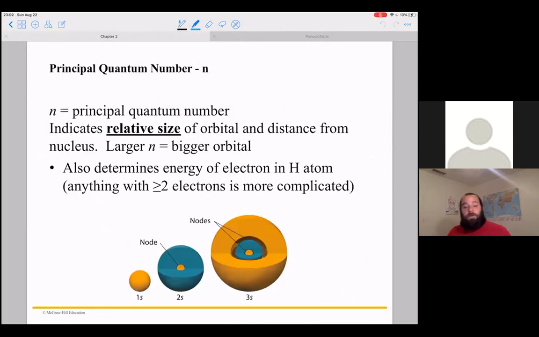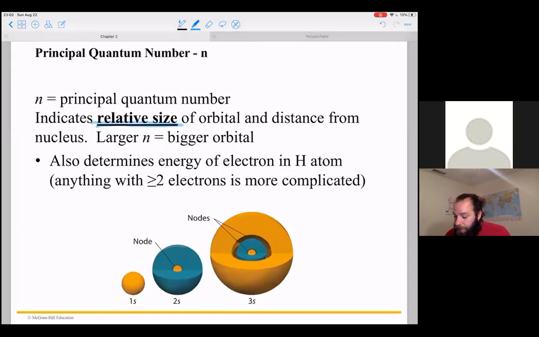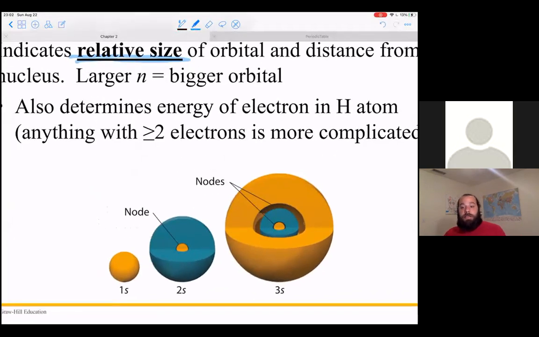So again, the principal quantum number, N, is indicative of the relative size of these orbitals. Down below we have 3 different s orbitals that differ by their principal quantum numbers. We have the 1s, which is the small sphere, the 2s is a little bit bigger of a sphere, and the 3s is now an even bigger sphere, okay? 4s would be even bigger, 5s even bigger, right? So those 1, 2, 3, those are the principal quantum numbers.